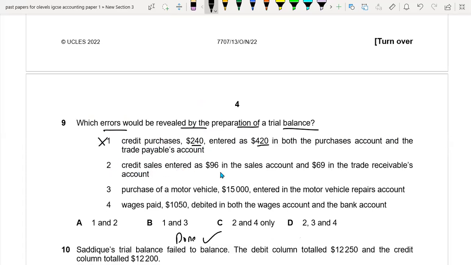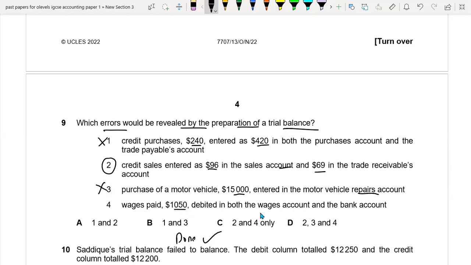Second, credit sales entered as 96 in the sales account and 69 in the trade receivables account. Yes, this would be easily revealed by the trial balance because the debit and credit entries are not equal. Purchase of a motor vehicle, 15,000, entered in the motor vehicle repairs account. Motor vehicle is an asset and would be debit, and motor vehicle repairs also has debit nature. So whether you record in motor vehicle or motor repairs account, this is an error of commission. So this is not revealed by the trial balance.